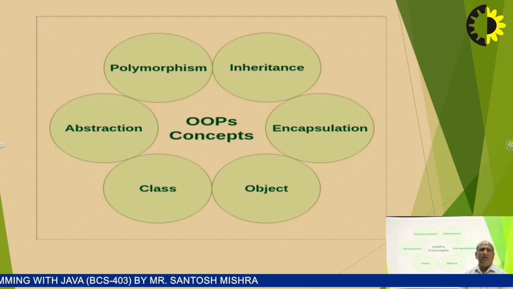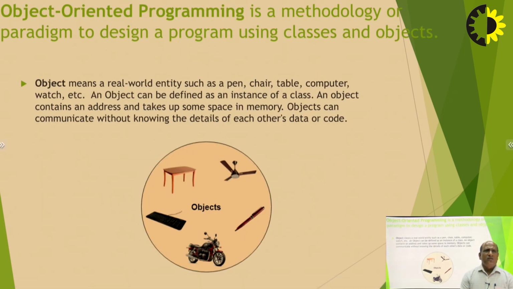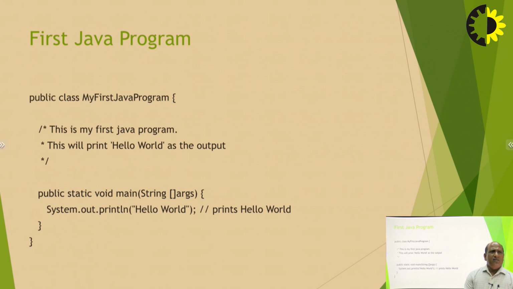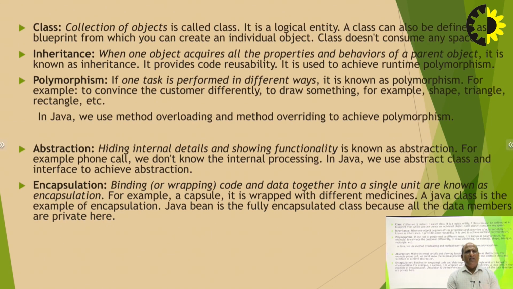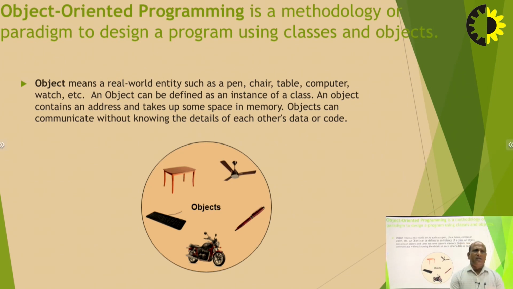These are the concepts: polymorphism, abstraction, inheritance, encapsulation, class, objects. All these concepts are provided by Java. So the 4 main concepts of Java are abstraction, inheritance, polymorphism and encapsulation. And the other 2 that I have listed here are: what is an object, and what is a class.